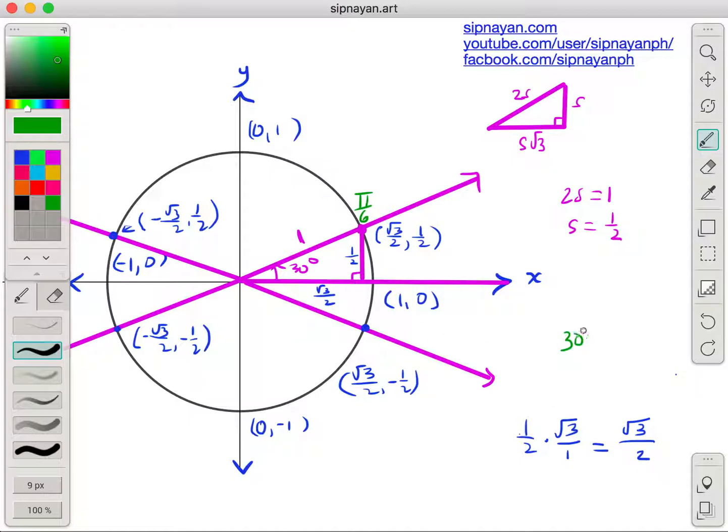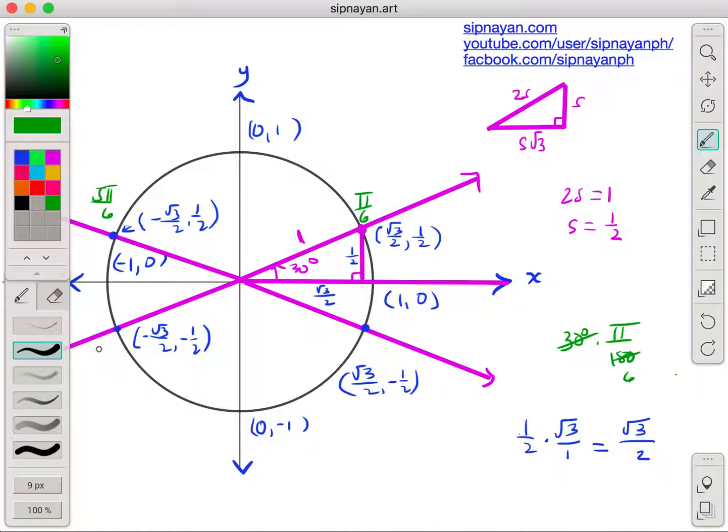30 degrees times pi over 180. So, cancel. This is 6. Both are divisible by 30 degrees. So, pi over 6. Pi over 6 is 30, meaning yung pangalawa, 2 pi over 6. 3 pi over 6. 90, di ba? Tatlong pi over 6, tatlong 30 is 90. 4 pi over 6, 5 pi over 6. And then 6 pi over 6, which is equal to pi.